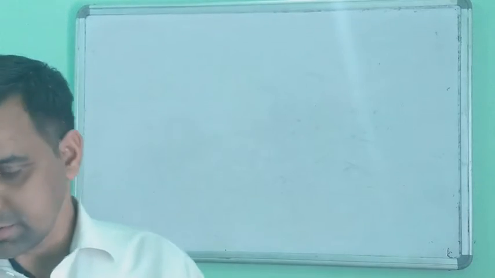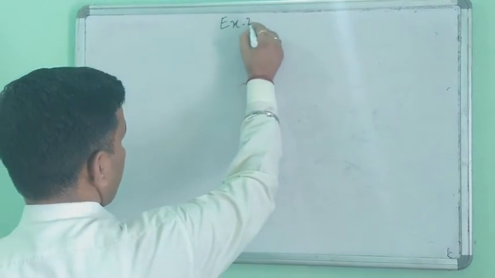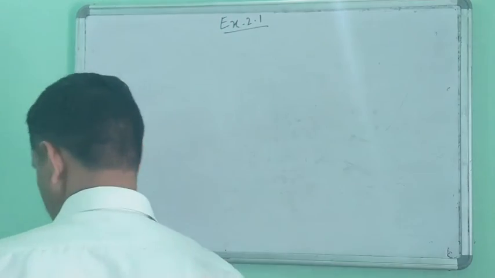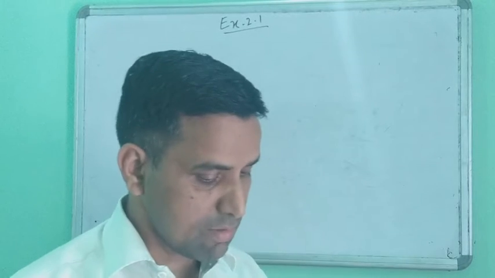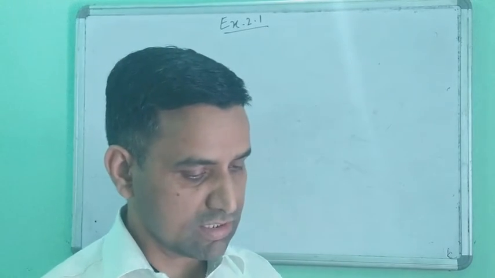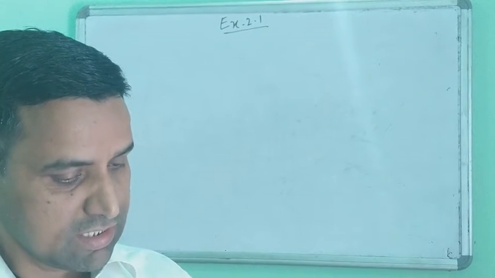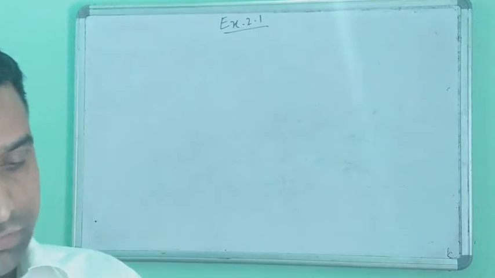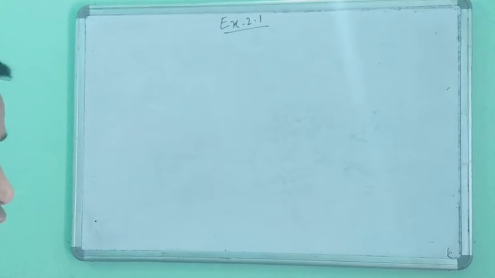Yes, students, next I am taking question number 1 from Exercise 2.1 of the NCERT book. What is the first question? Which of the following expressions are polynomials in one variable and which are not? State the reason for your answer.